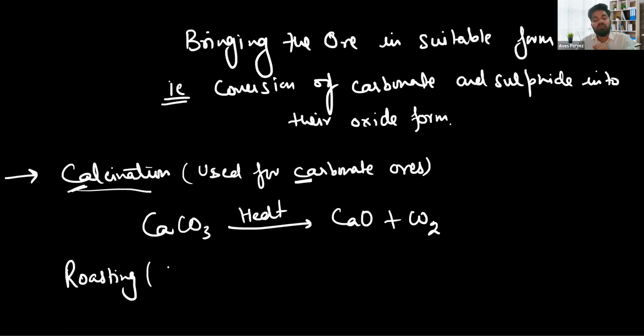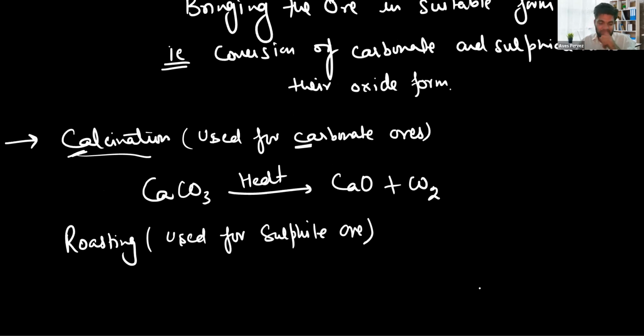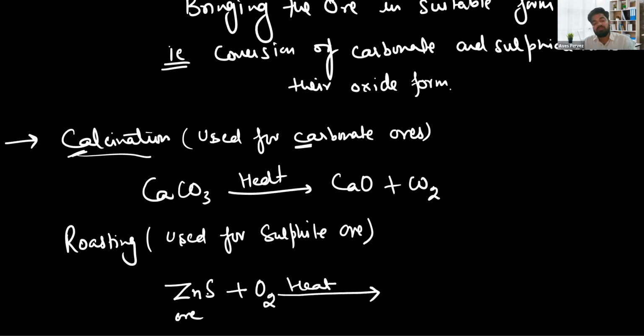Roasting is used for sulfide ore. You understood? It is done for sulfide ore. What are sulfide ores? Those which have sulfur at the end, like sulfide. Okay, what we do here is we heat the ore in the presence of oxygen. Why is this one done in the presence of oxygen?